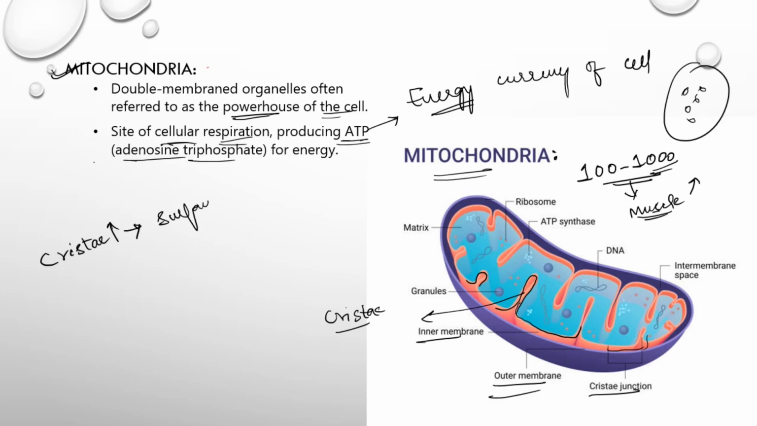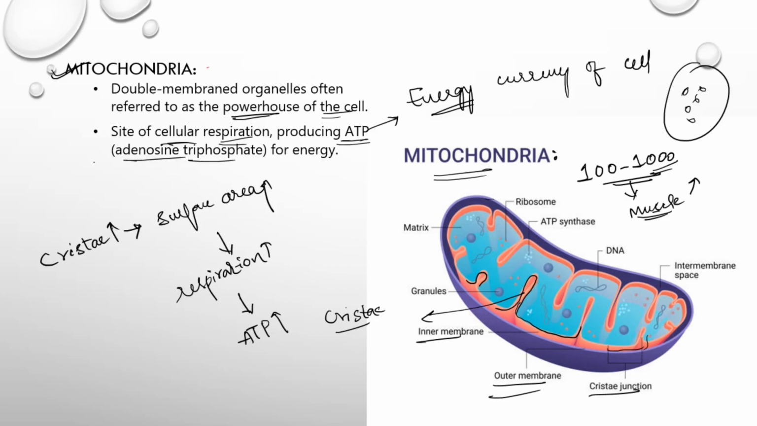Correct? Surface area increases, and if the surface area increases, the respiration also increases, and if the respiration increases, ATP generation also increases. So within a very tiny structure, the foldings are present so that more energy can be produced. See how beautifully nature has designed our whole system.